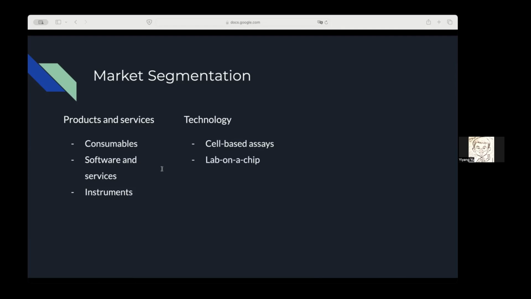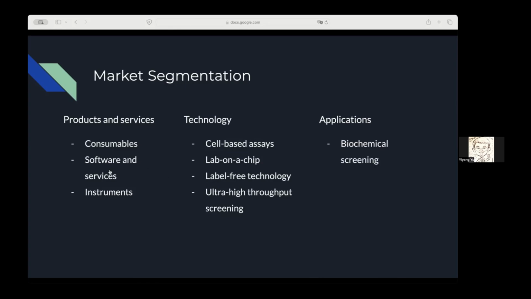Lab-on-chip technology is gaining traction due to its ability to miniaturize and parallelize screening processes, and also label-free technology is emerging as a valuable tool for studying biomolecular interactions without labels or reporters. And also ultra high throughput screening represents the cutting edge of HTS, allowing for even faster and more extensive screening capabilities. As for the application side, the segment is expected to reach about $31.3 billion by 2032.